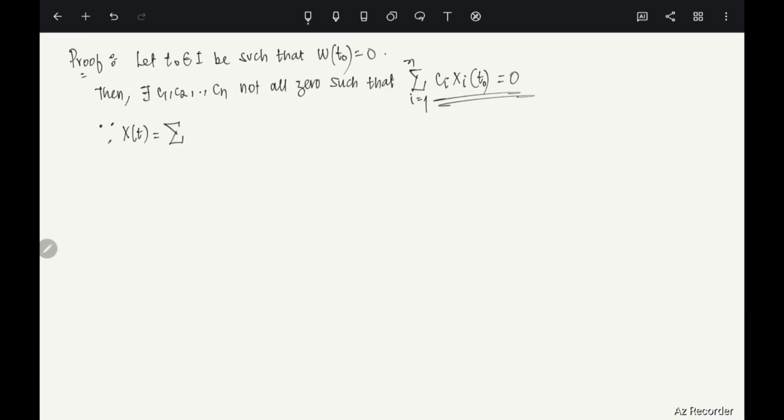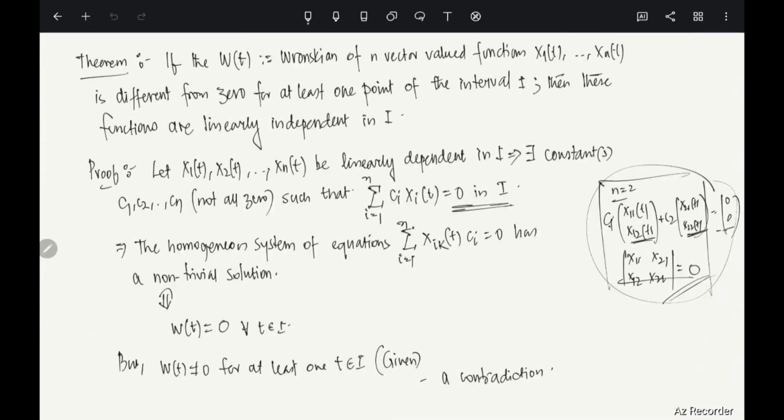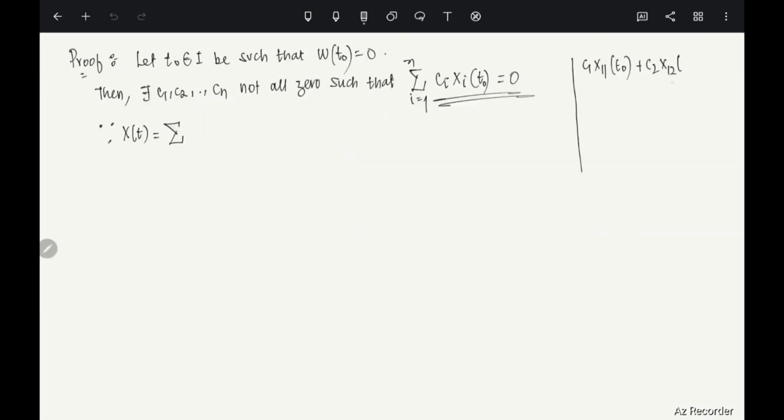I started out with this system, and since the Wronskian is 0, we can say that at least one of the Ci's is non-zero, right? I hope this is clear. Let me do it here so that you are not confused. C1 x11, the first component of x1 at t naught, plus C2 x21, the first component of x2 at t naught, equals 0, and again C1 x12, the second component of x1, plus C2 x22, the second component of x2 at t naught, is 0.